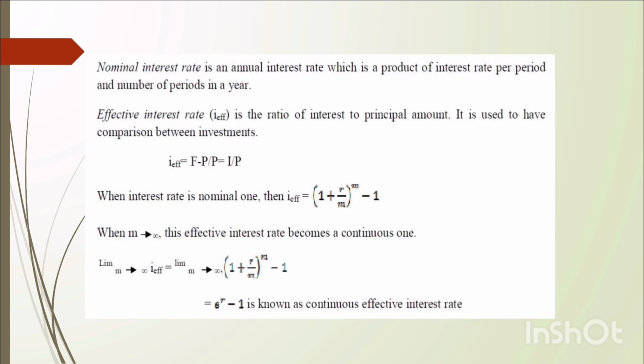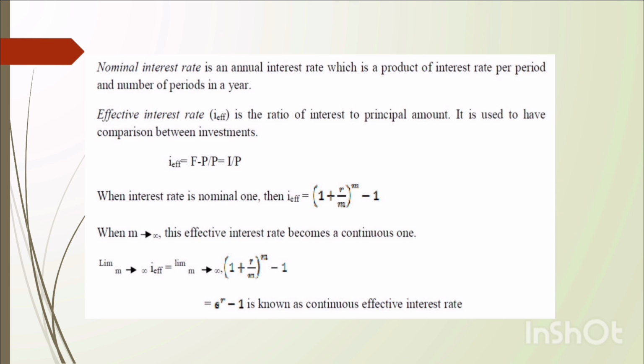The nominal interest rate is the annual interest rate, which is the product of the interest rate per period and the number of periods in a year. Next, the effective interest rate, generally denoted as i effective, is the ratio of the interest to the principal amount, and it is used to compare investments. The formula of i effective is equal to (F minus P) divided by P, which equals I divided by P.